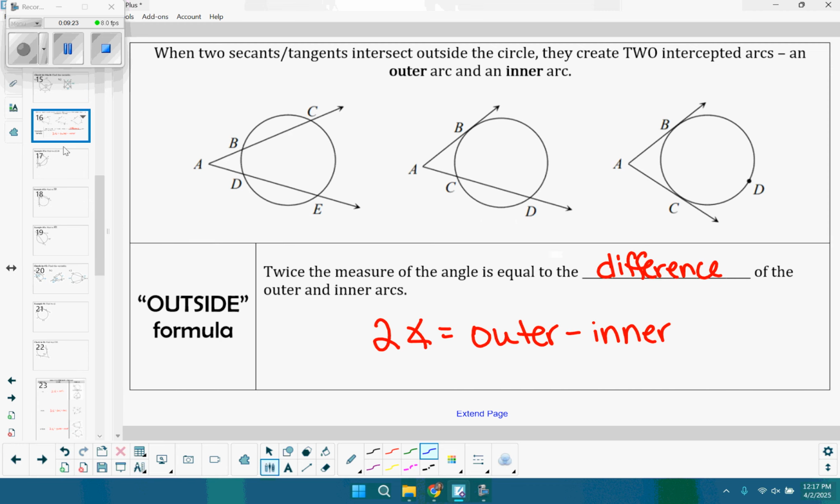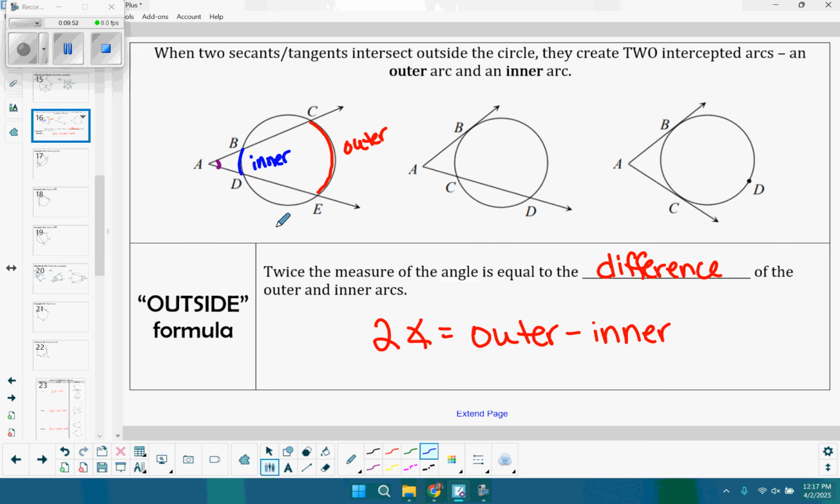Our last kind of intersection is when 2 secants or tangents intersect outside the circle. They're going to create 2 different intercepted arcs, one that's outer and one that's inner. And we use the phrases outer and inner compared to where the angle was. So if here is my angle, the one further from it would be an outer arc, and the one closer to it would be an inner arc.